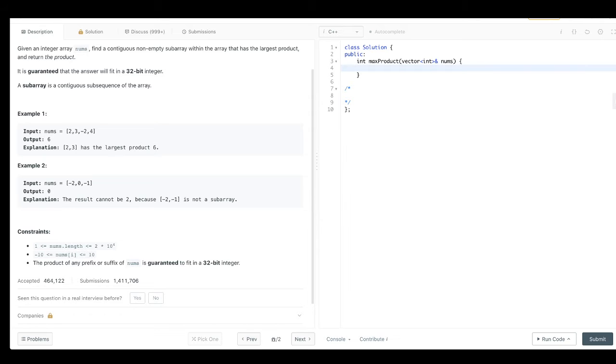So the overall product will be 0, and that will also be the maximum one, because the other options that we have are minus 2 and minus 1, which are both less than 0. So 0 is the maximum one. If we take two elements like minus 2 and 0, the product will again be 0. So the maximum product and the best case scenario in this array is the product 0.